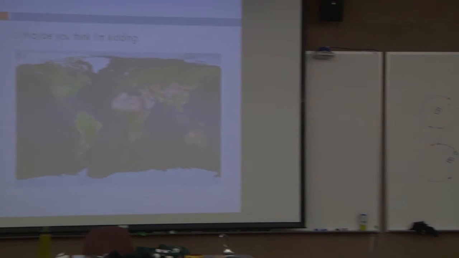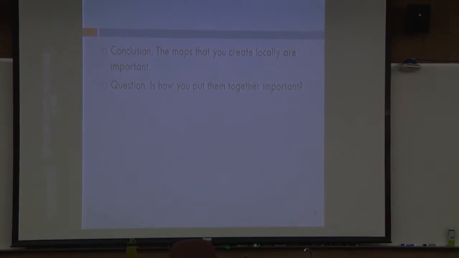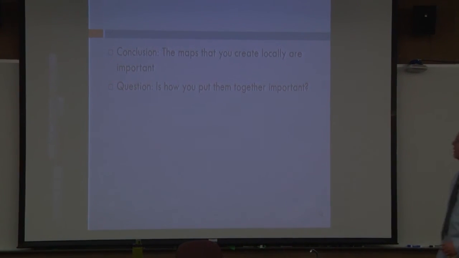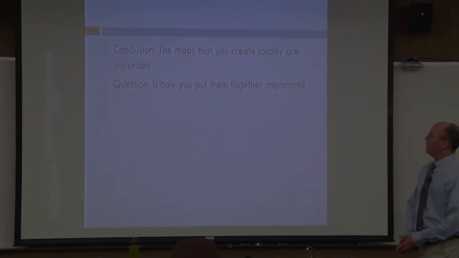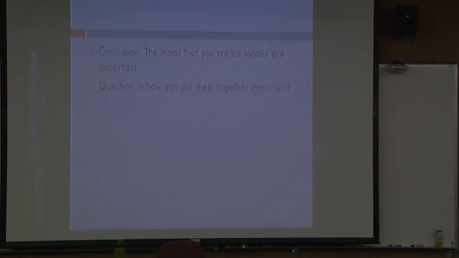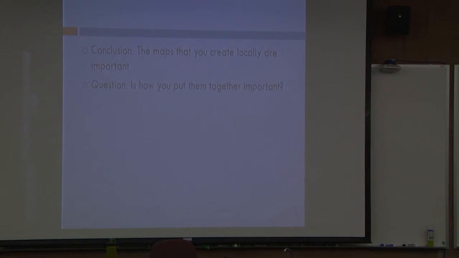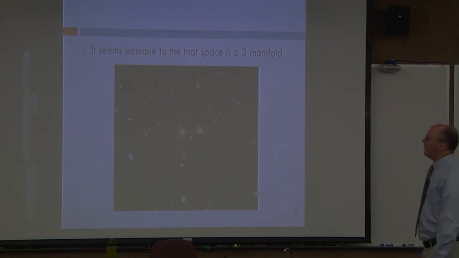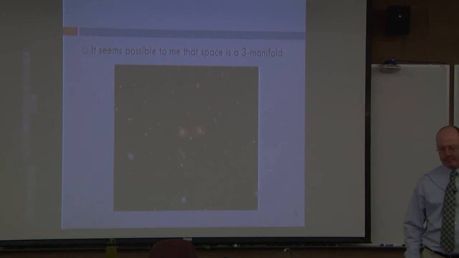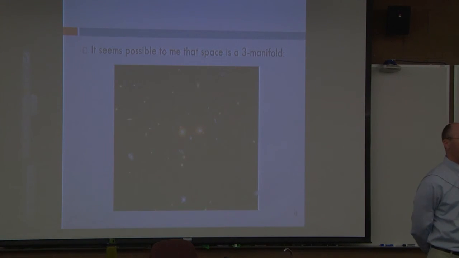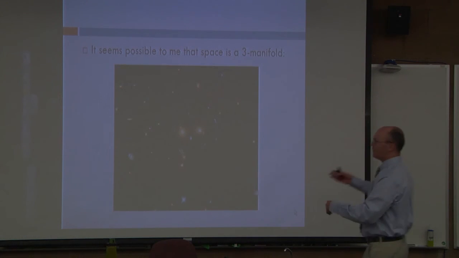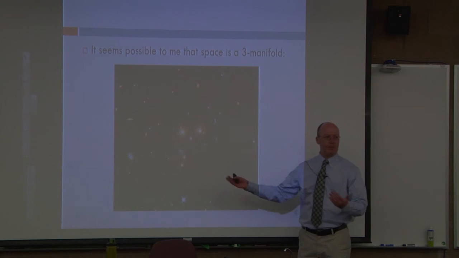So I guess what I'm saying with that is that the maps you create locally are important. I've already answered the question of how you put them together. It also is important. It's not just making the maps, but how do you put them together? So let's put some conclusion on this discussion. It seems to me possible that we live in a three-manifold. What I mean by that is you go out into space. This is a two-dimensional representation of space. This is a picture from NASA.